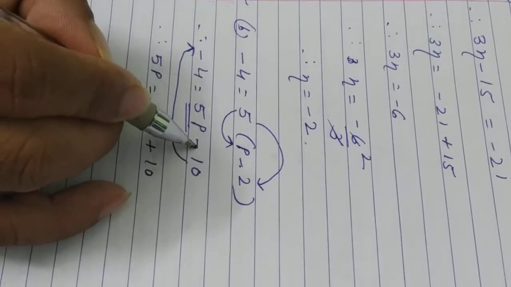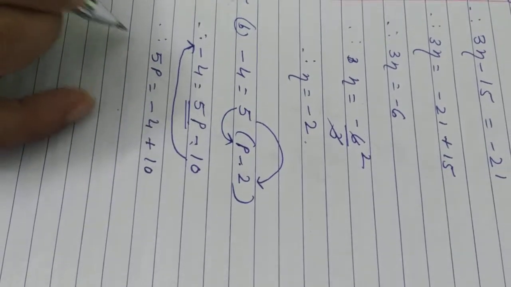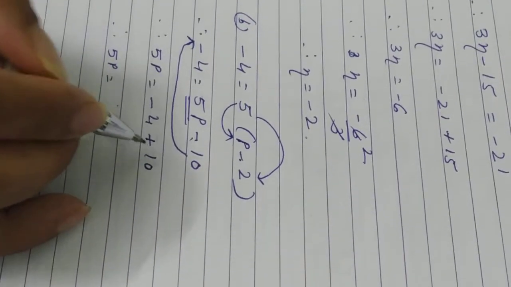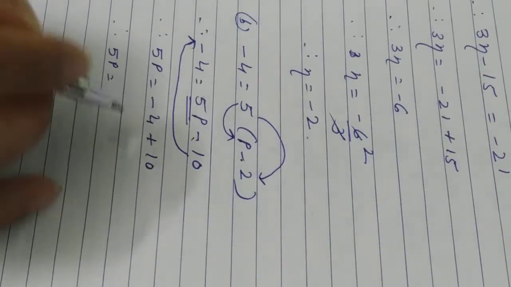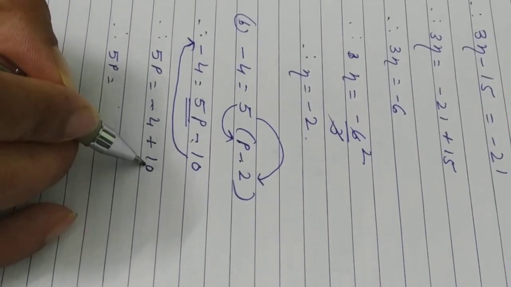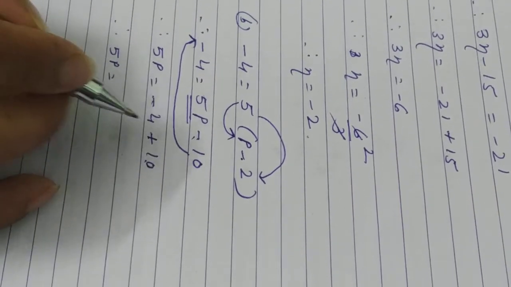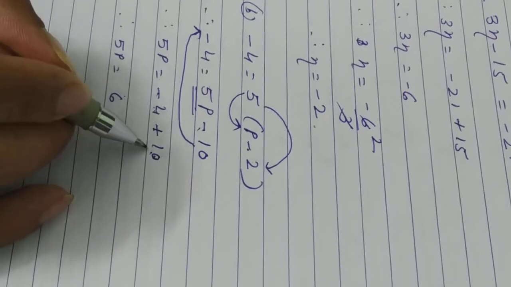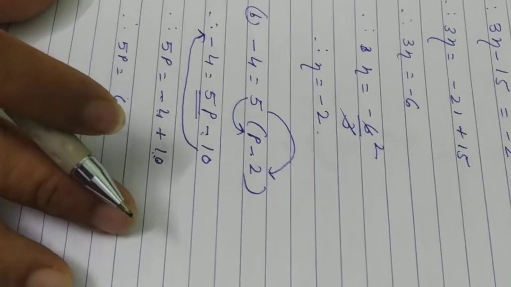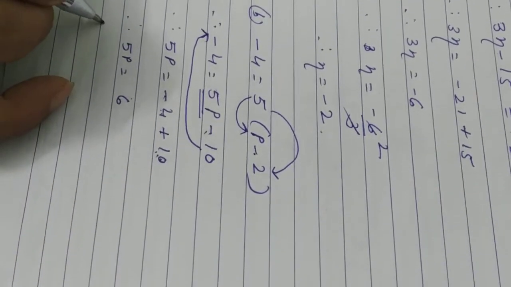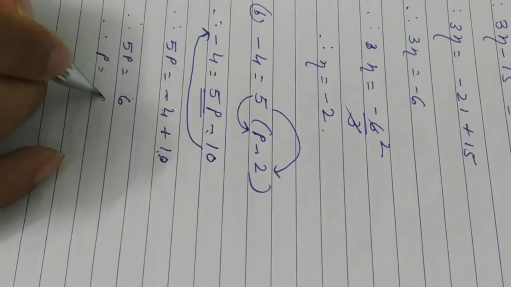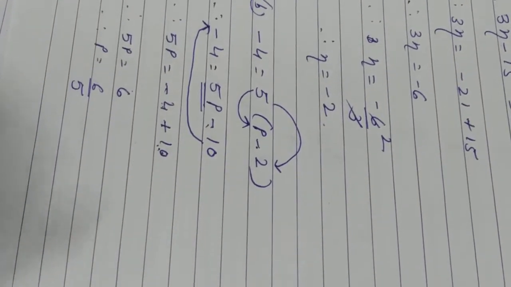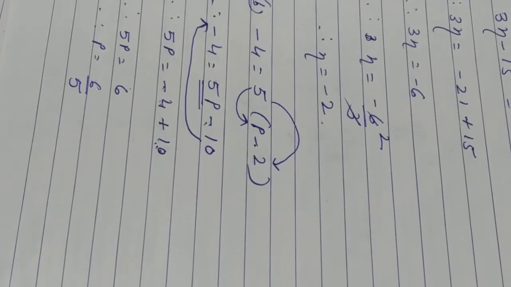transpose. So minus becomes what? Plus. So therefore, 5P is equal to, now minus 4 plus 10. So 1 is in minus, 1 is in plus. So what we have to do? Subtract. So 10 minus 4, 6. And 10 is bigger, so plus sign. Got it? Therefore, P is equal to 6 upon 5. Got it? So all of you understood?